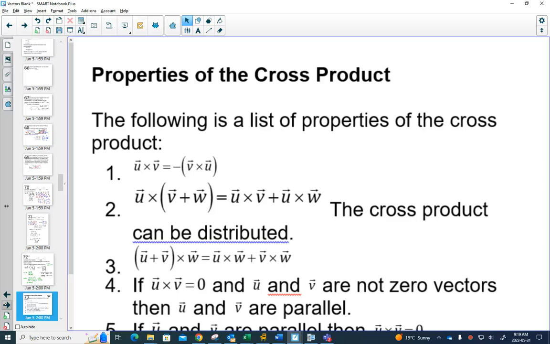So what do we notice so far? What are the properties of the cross product? Changing the order does matter, but it just makes it in the opposite direction. So U cross V is equal to negative V cross U. You can distribute the cross product. I don't know why you would not want to add them up first, because that's a lot easier. But if you like to do more work, you could do the cross product with V and the cross product with W, and then add them up.